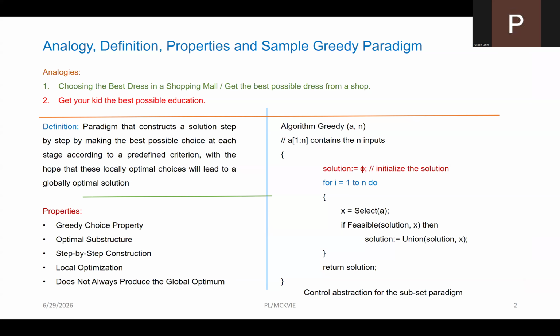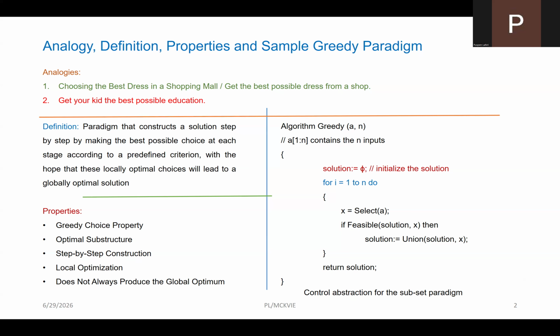If the inclusion of the next input into the so-called partially constructed optimal solution will result in an infeasible solution, then the input is not added to the partial solution; otherwise it is added. So this is the very basic introduction of the greedy strategy, or the greedy paradigm. I again repeat, the common thread running through all these analogies is basically the idea of making the best possible choice at each step. And this is the essence of our greedy paradigm.